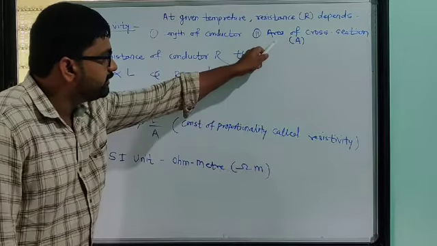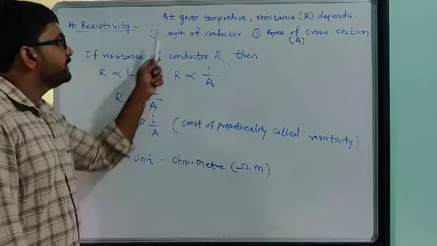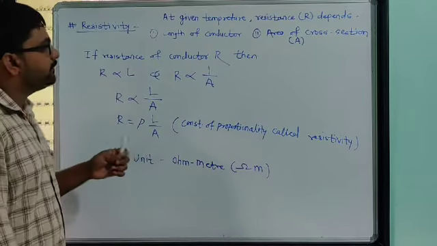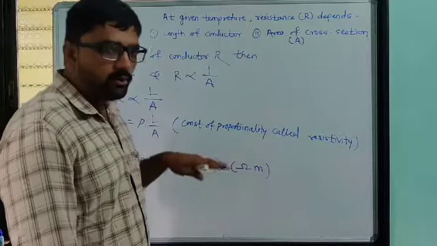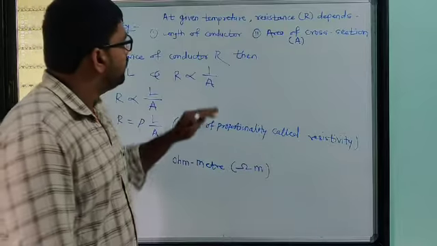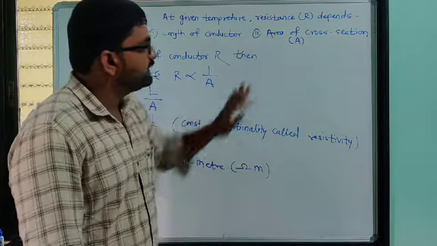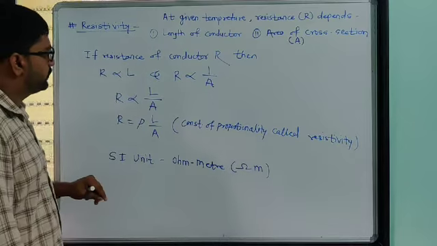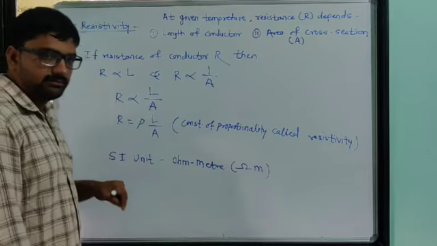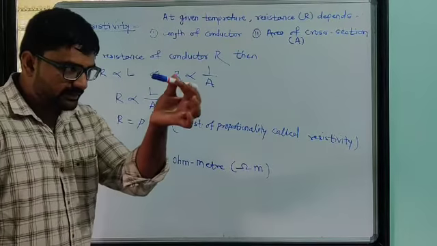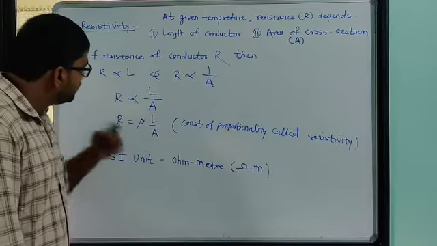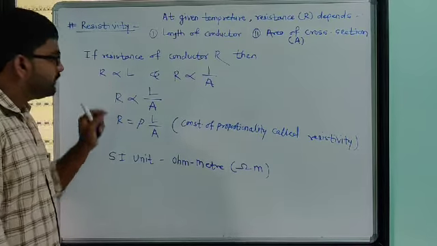Here there is an inverse relation between area of cross section and resistance, and a direct relation between length of conductor and resistance, that we have to see now. So these two factors we have to remember, that affect the resistance of a particular material: first the length of the conductor, and second the area of cross section. So if the resistance of a conductor is R, we have to consider this conductor, suppose.